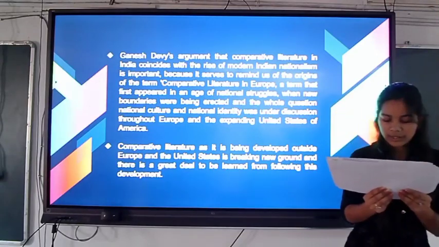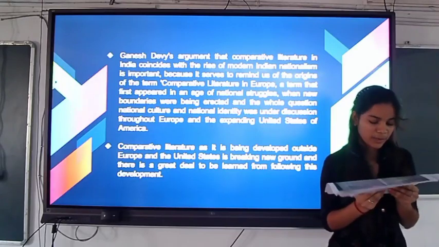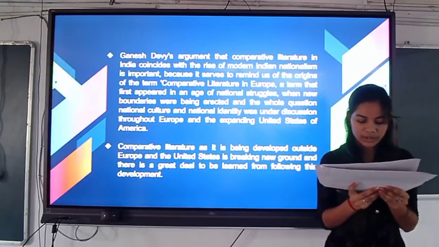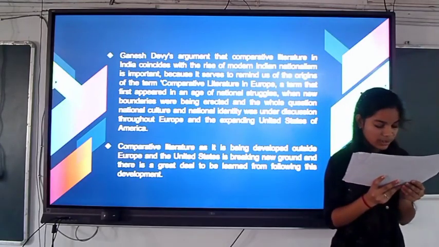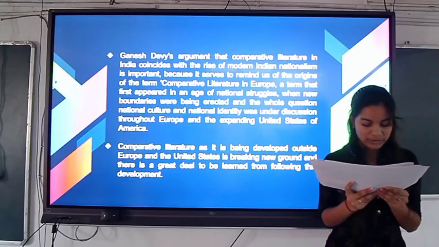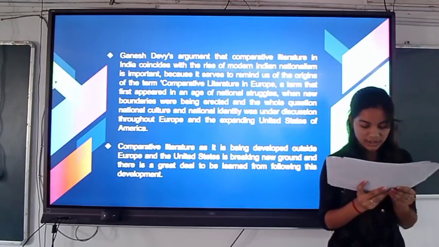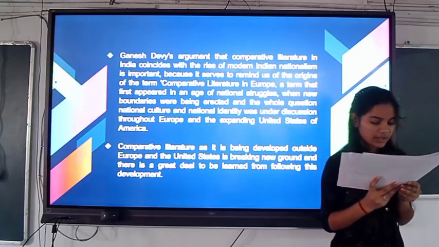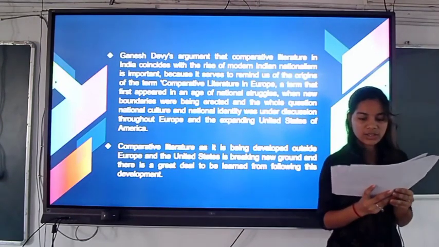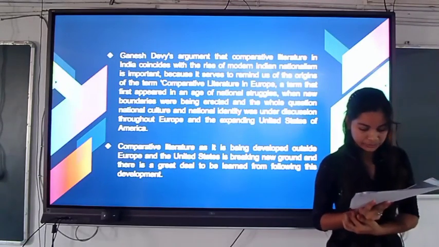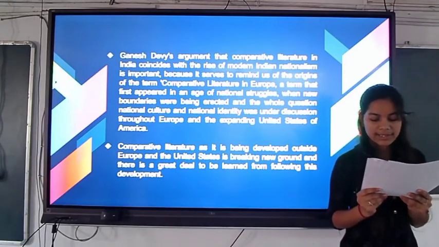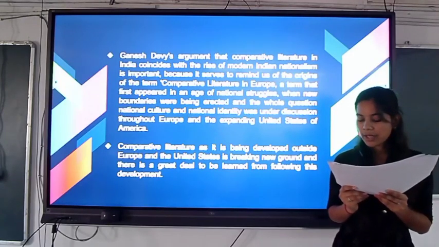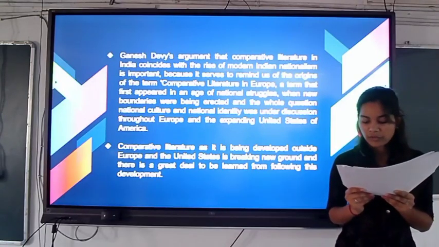Now they talk about another author, Ganesh Devy, who argues that comparative literature in India coincides with the rise of modern Indian nationalism. This is important because it reminds us of the origin of the term comparative literature in Europe, a term that first appeared in the age of national struggle, when new boundaries emerged and questions of national culture and national identity were under discussion throughout Europe and the United States. Also, he says that comparative literature, begun and developed outside Europe and the United States, is breaking new ground, and there is a great deal to be learned from following this development.